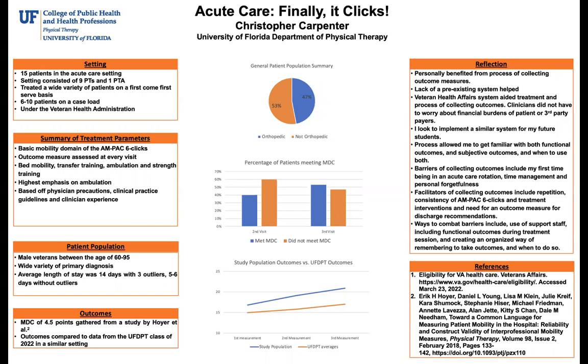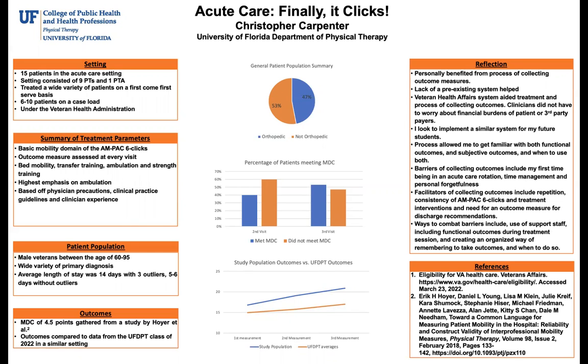Each clinician had a caseload of about 6 to 10 patients, and the clinicians treated a wide variety of primary diagnoses. So basically, the clinicians did not treat based off of a specialty. They instead divided up patients based off their current caseload. So they split it up evenly and really worked as a team to accomplish the whole caseload. Treatment decisions were based off clinician experience, clinical practice guidelines, and physician precautions.